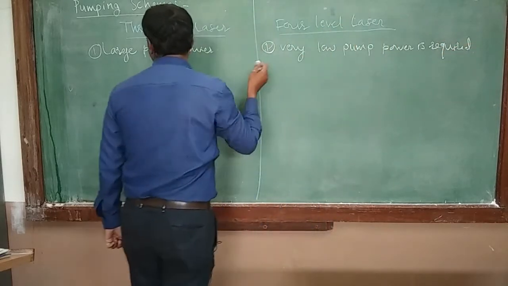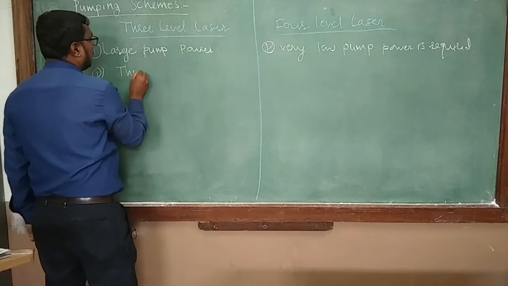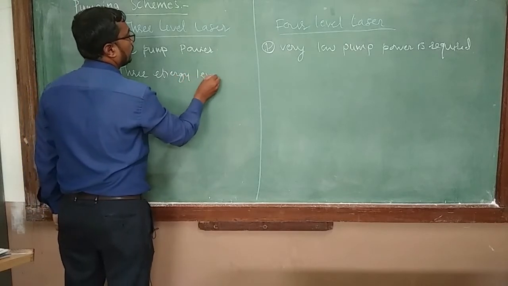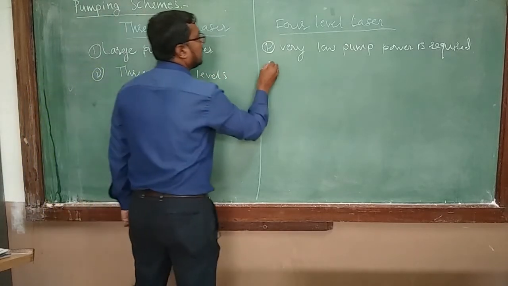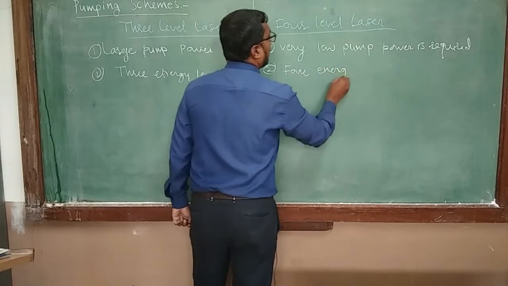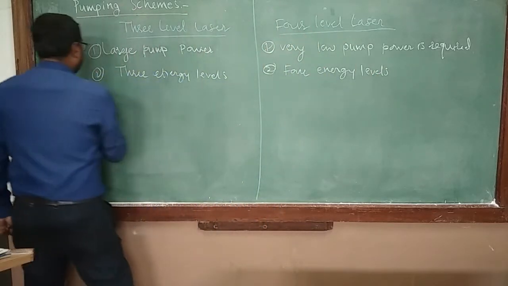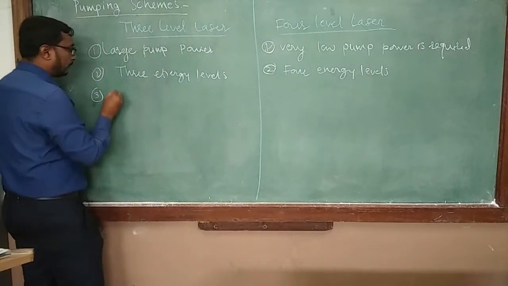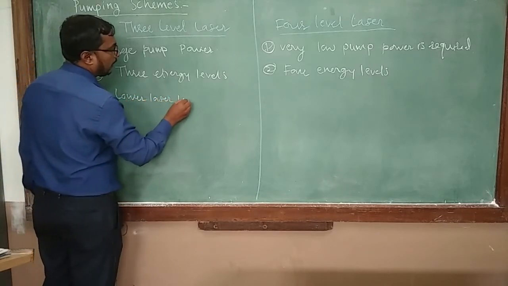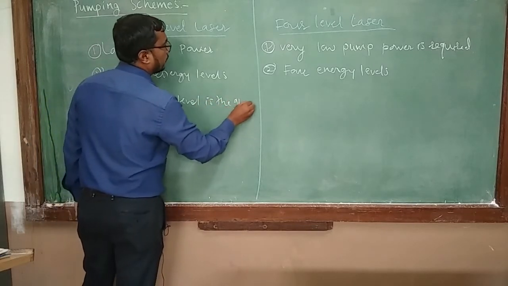So we also know that the 3-level laser has 3 energy levels, whereas the 4-level laser has 4 energy levels. In the case of the 3-level laser, the lower laser level is the ground state.